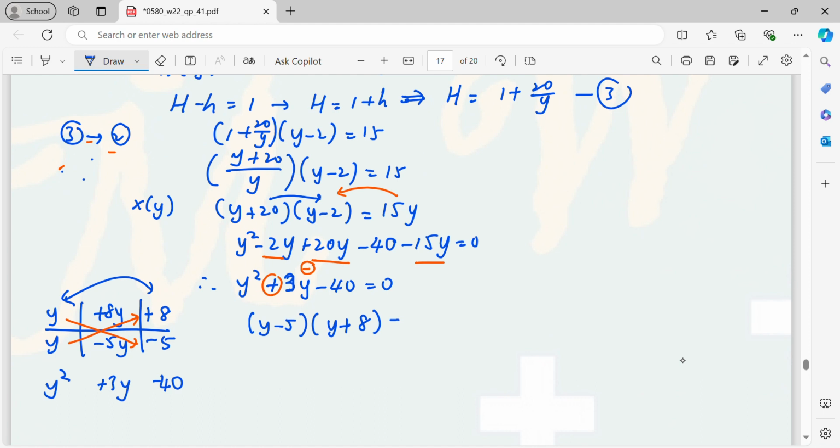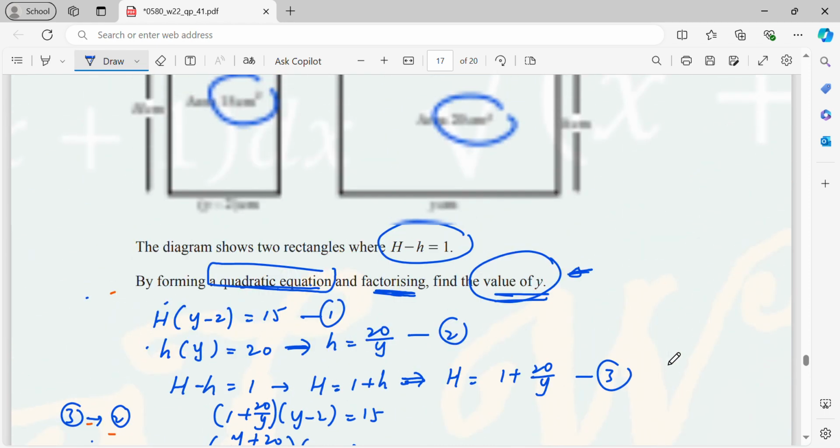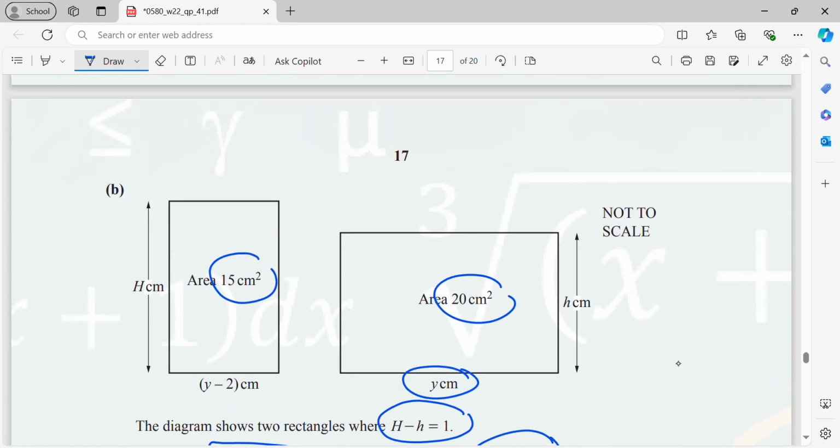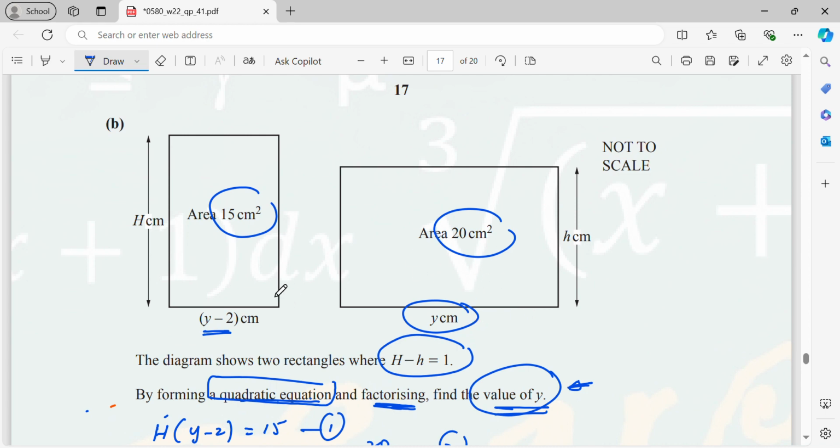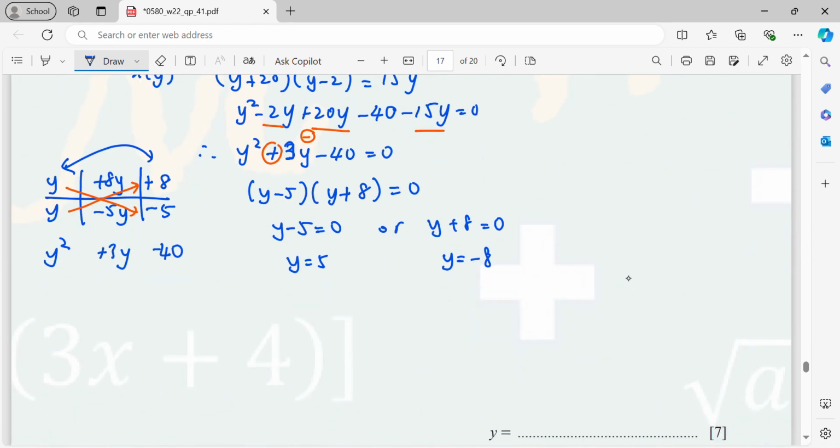So either y minus 5 equals 0 or y plus 8 equals 0, means that you either get y equals 5 or y equals minus 8. Now, let's look at the question. Your y is the length, one of the lengths, right? This is the length, yes. Okay, so the y is the length of the rectangle. That means the y cannot be negative, right? So, therefore, your y must be 5. So that's all for this question.